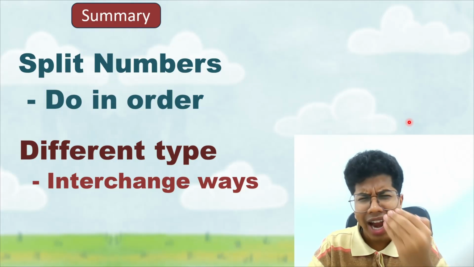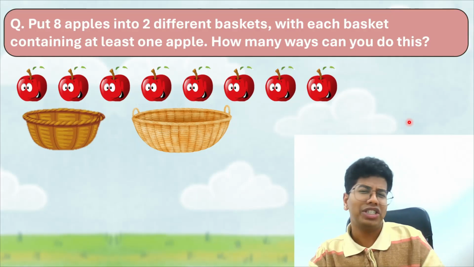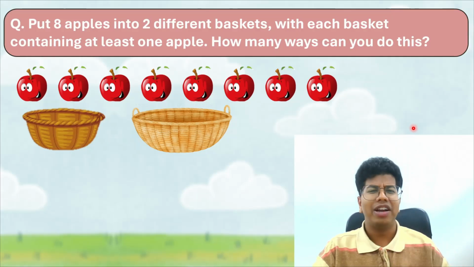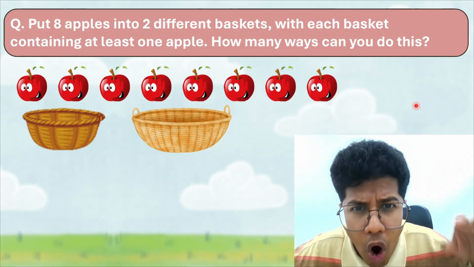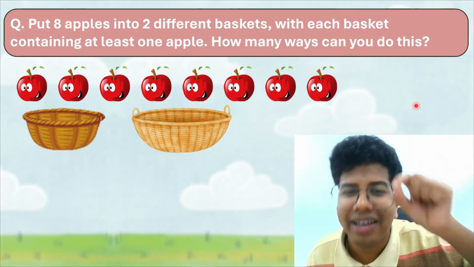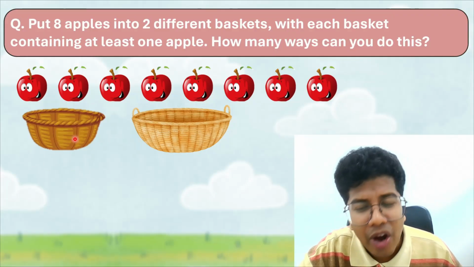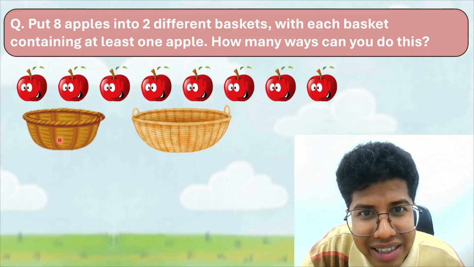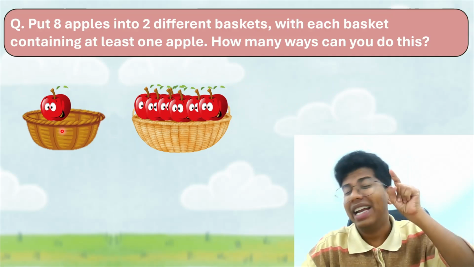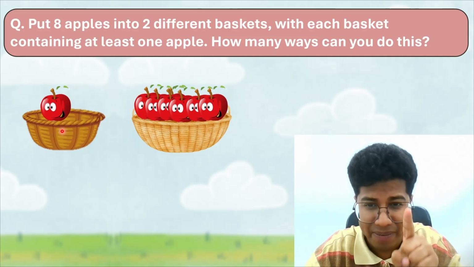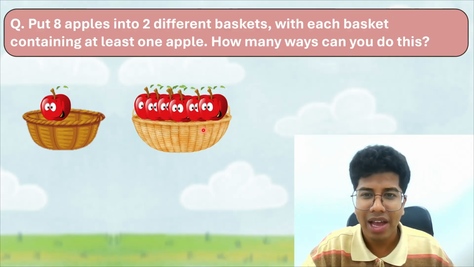Now, understanding this, let's try to see our question. In our question, we have 8 apples and 2 different baskets. So, how should we do it? Anyhow or in order? Yes, in an order. So, what is the least number of apples I can put in the first basket? Of course, we can just put 1 apple because the question says it has to be at least 1 apple. So 1 here and the remaining 7 on this side.